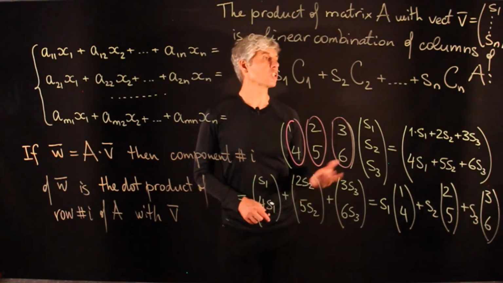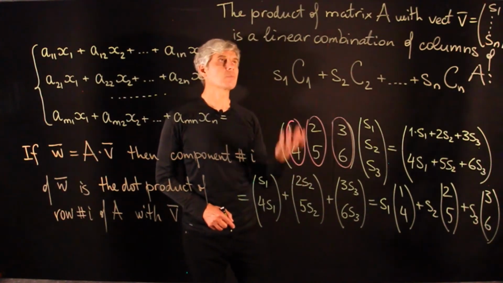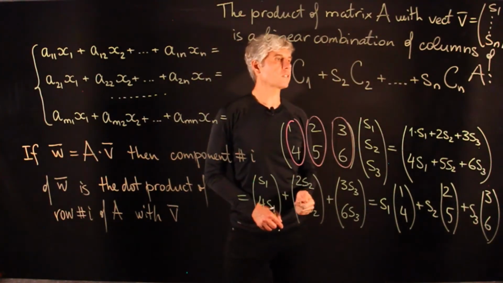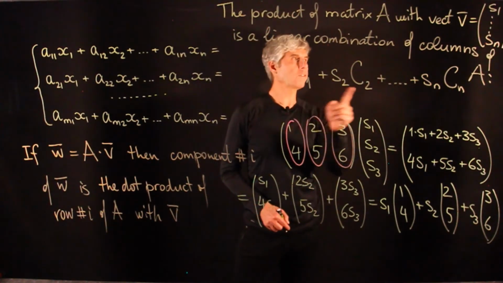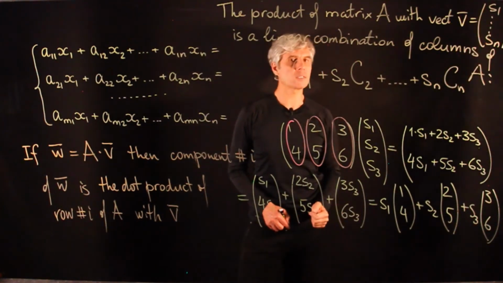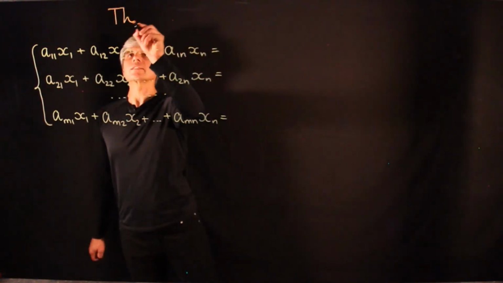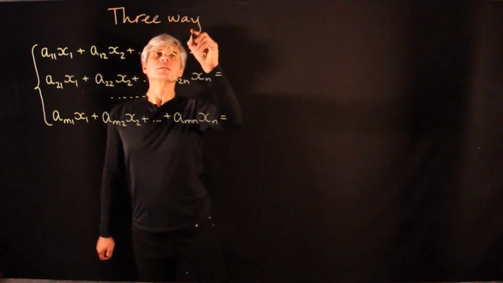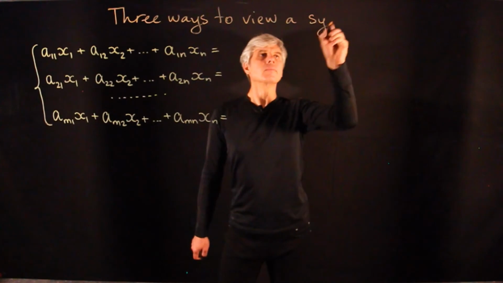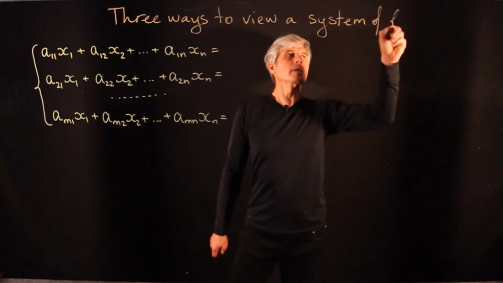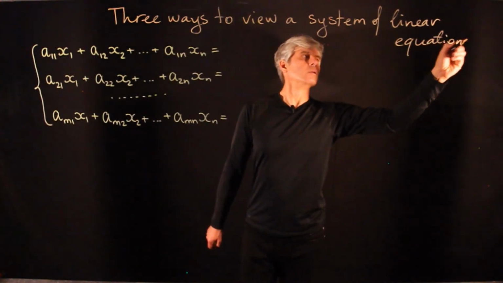And the third interpretation is in terms of columns of A. So what we're saying is that the product of a matrix A with a vector V is a linear combination of columns of A with coefficients that come from the components of the vector V. This discussion leads us to 3 ways to view a system of linear equations.